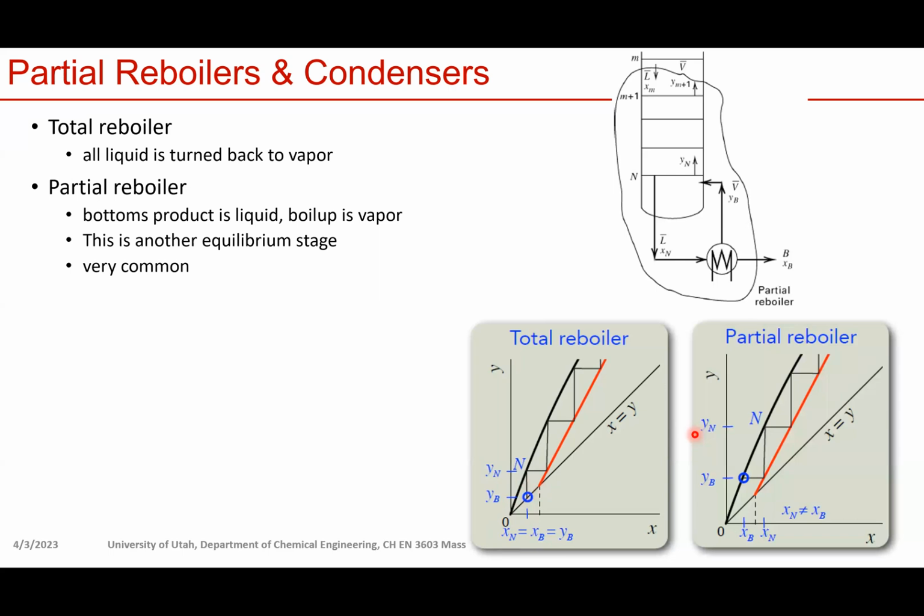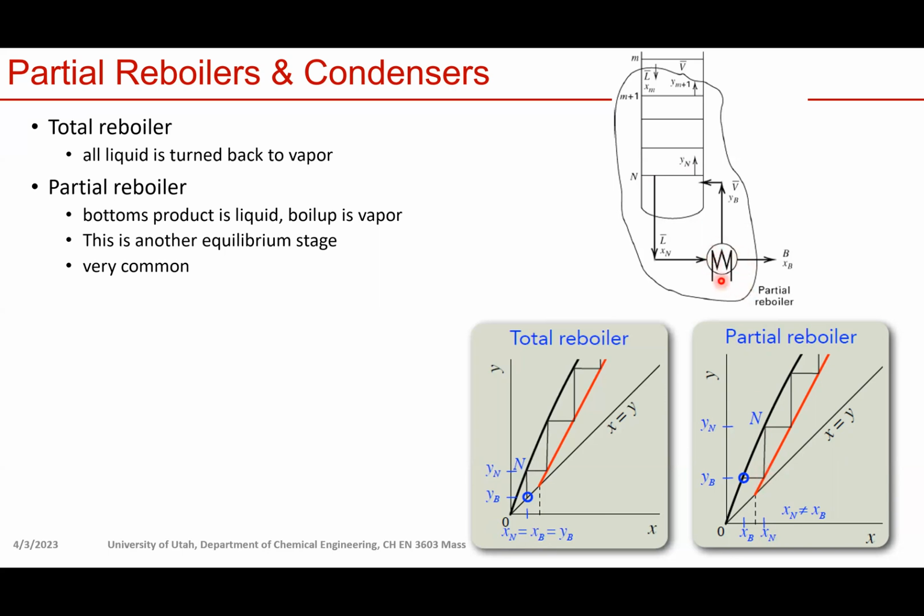For a partial reboiler, we have stage N here. At stage N, we have YN and XN. They are the composition of the vapor and liquid streams leaving stage N. So we draw a vertical line down. It's going to cross the operating line.